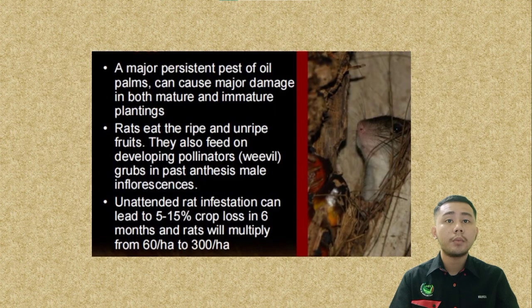Rats are a major persistent pest of oil palms. They can cause major damage in both mature and immature plantings. Rats eat the ripe and unripe fruits. They also feed on developing pollinators, such as weevil grubs in male inflorescences. Unattended rat infestation can lead to 5 to 15% crop loss in 6 months, and rats will multiply from 60 per hectare to 300 per hectare.